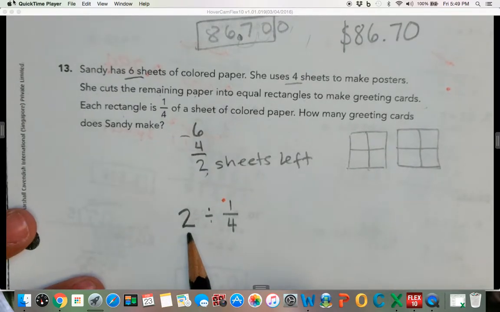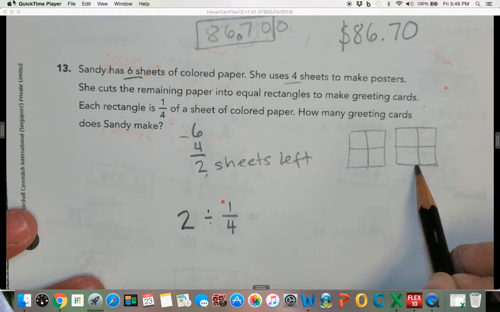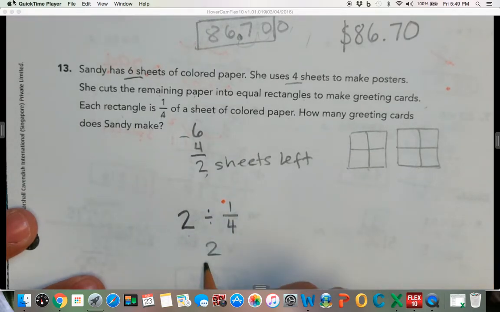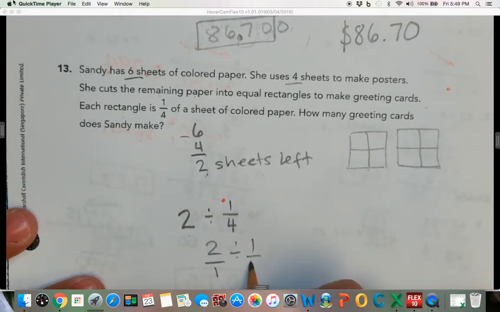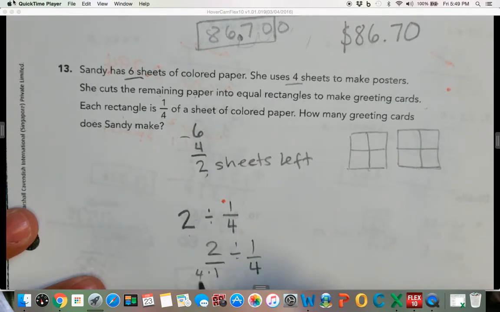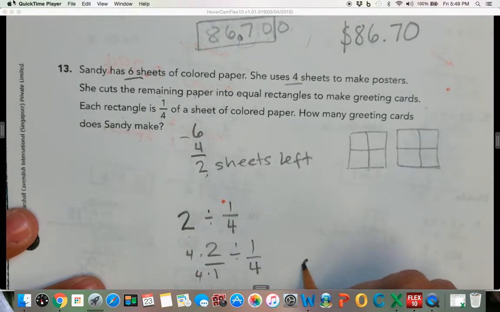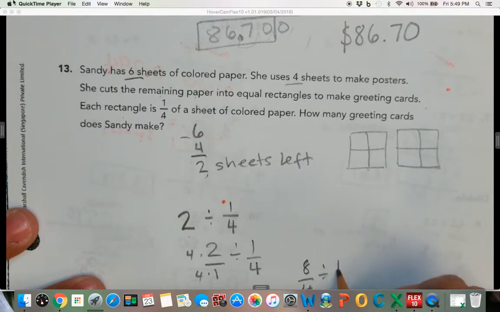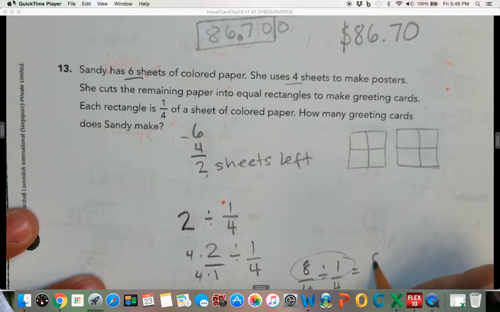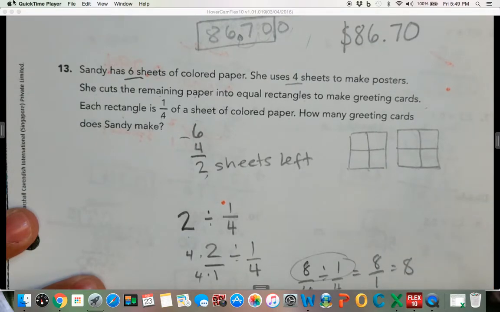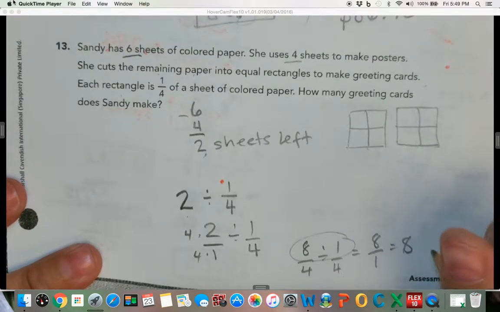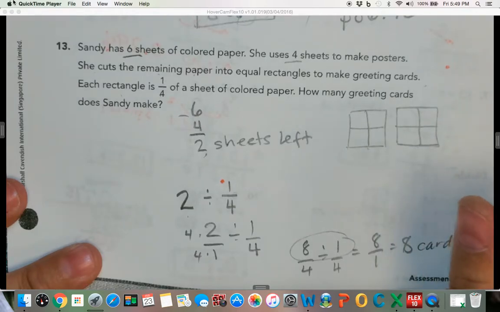Well, here's the mathematical way. Here's the picture way. 2 over 1 divided by 1 over 4. Make my denominators the same. Multiply or divide straight across. She should have 8 cards.